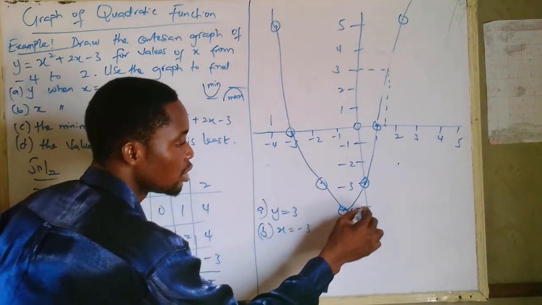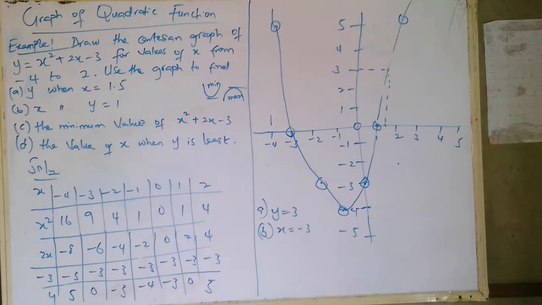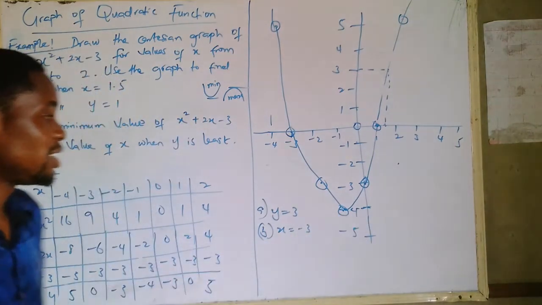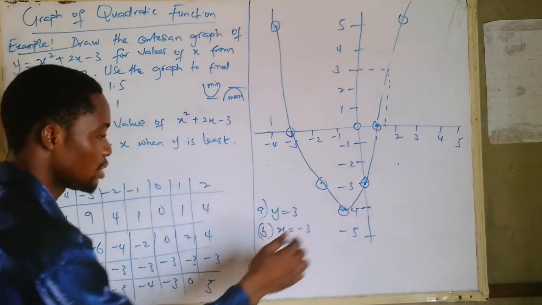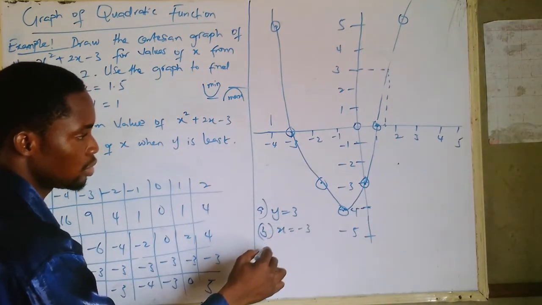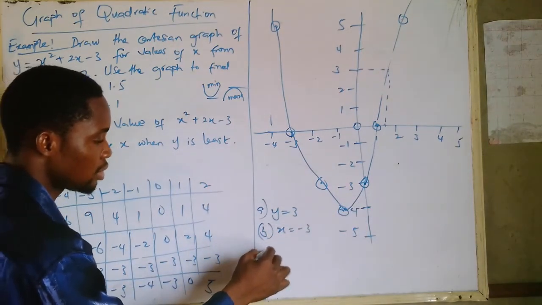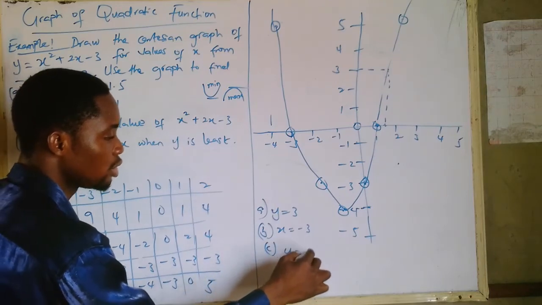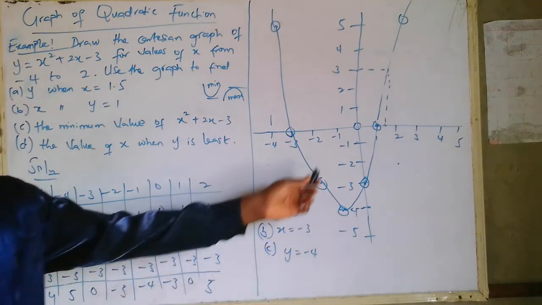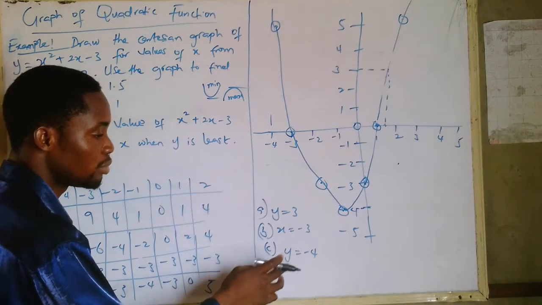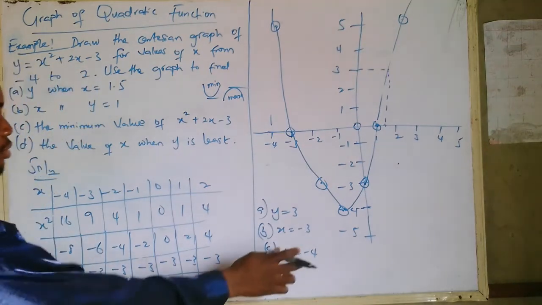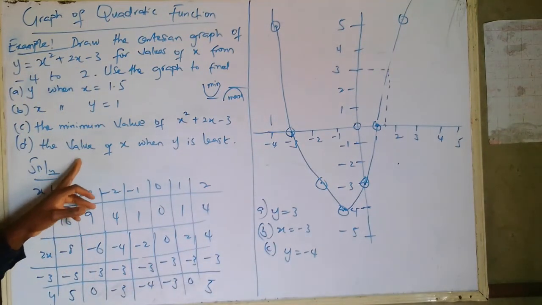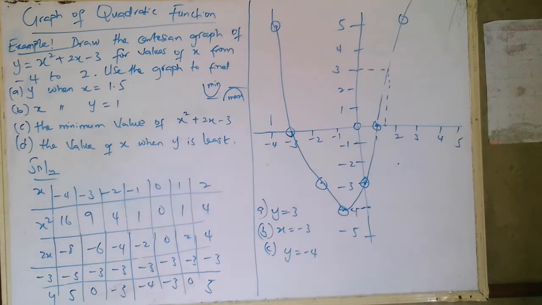Trace it to your graph here. Now, in which case, I have it as minus 4. So it means my y is minus 4 at minimum. So my minimum value is minus 4 at y. Now, the value of x when y is least.